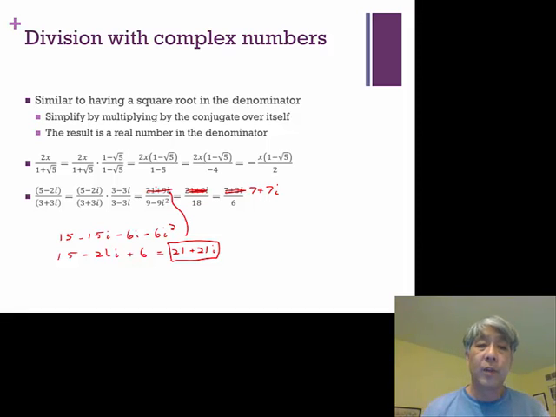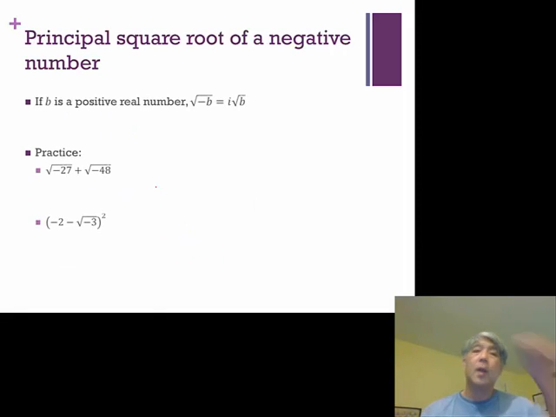Okay, so moving on. We're also going to deal with the principal square root of a negative number. If b is a positive real number, the square root of minus b is going to equal i times the square root of b. We're not going to deal with the plus minus aspect. It's simply going to be this positive root.